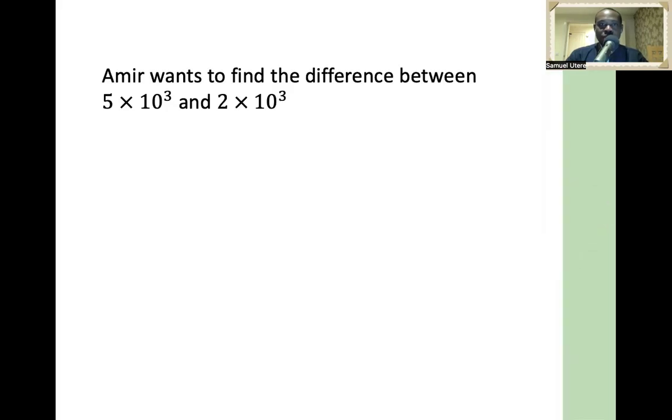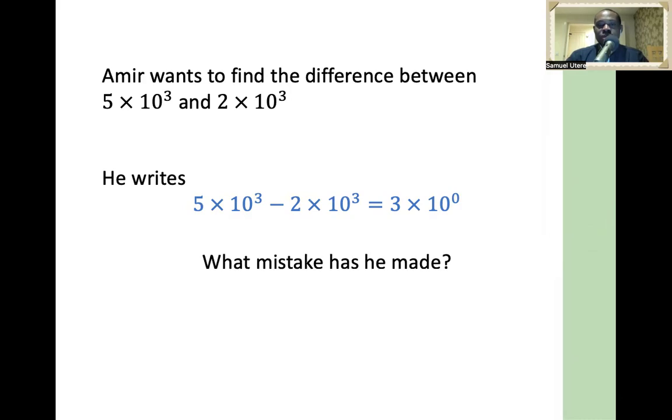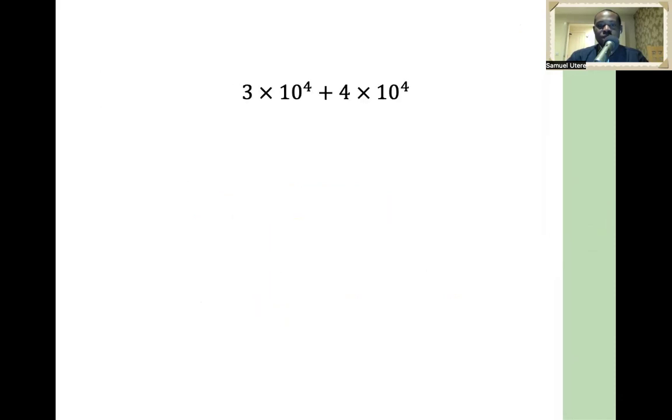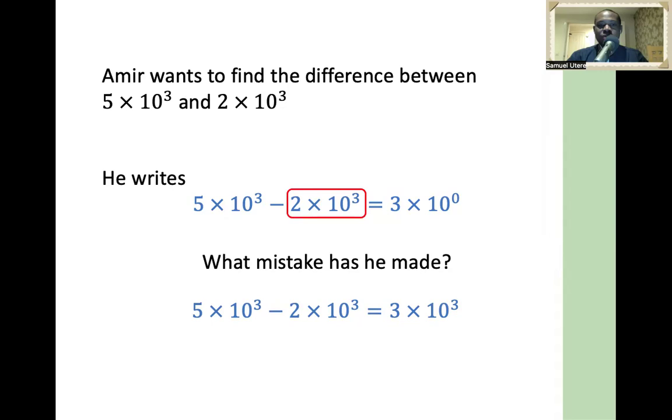All right, let's do some new learning. Amir wants to find the difference between 5 times 10 to the power 3 and 2 times 10 to the power 3. Here is what he writes. Do you think this is correct? Of course not. The mistake he has made is 5 times 10 to the power 3 is 5,000. And 2 times 10 to the power 3 is 2,000. So 5,000 minus 2,000 is 3,000. So your answer should actually be 3 times 10 to the power 3.